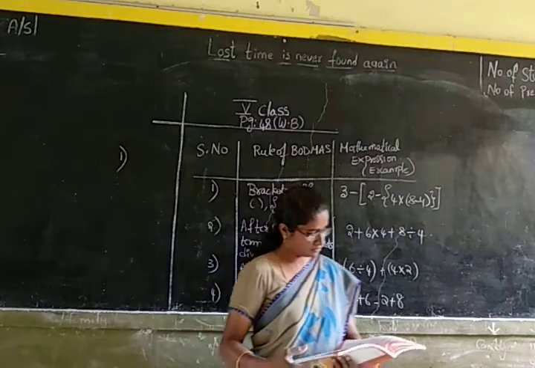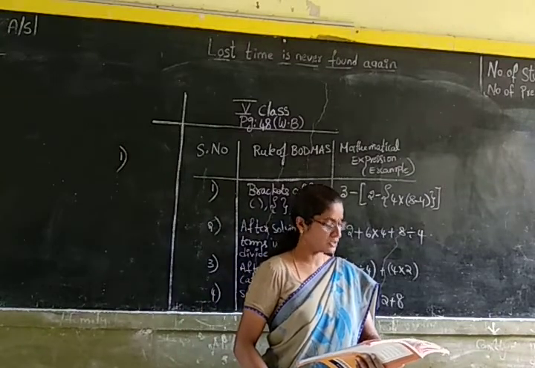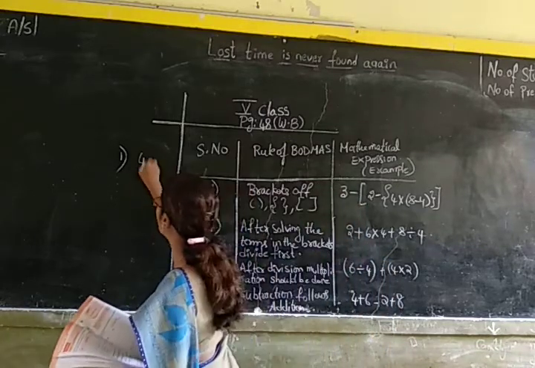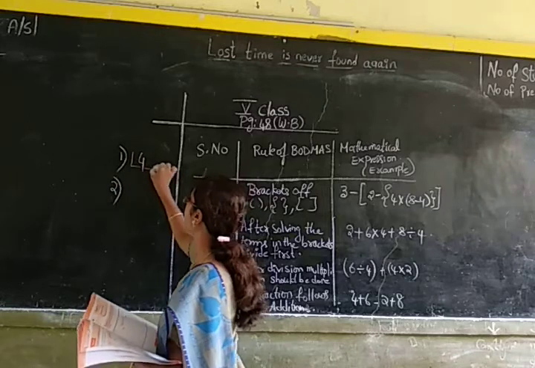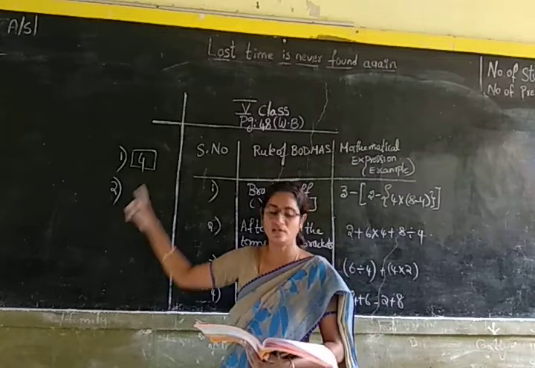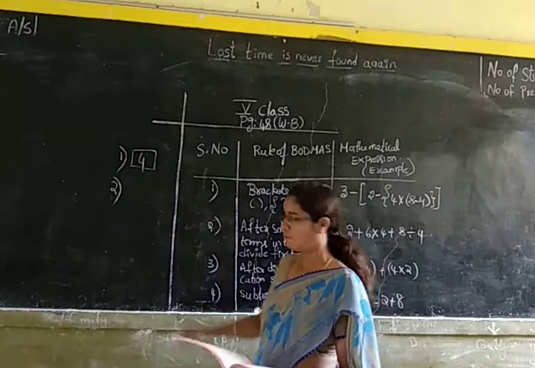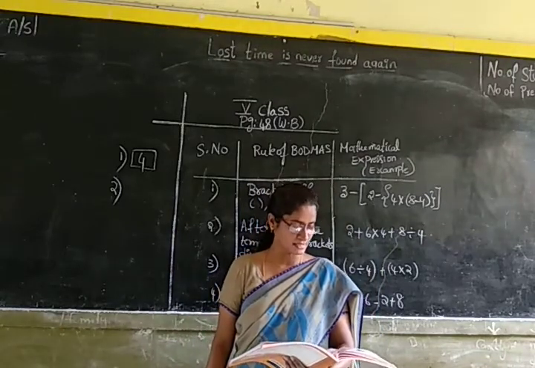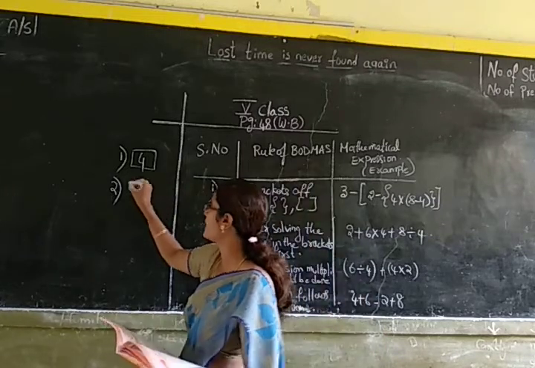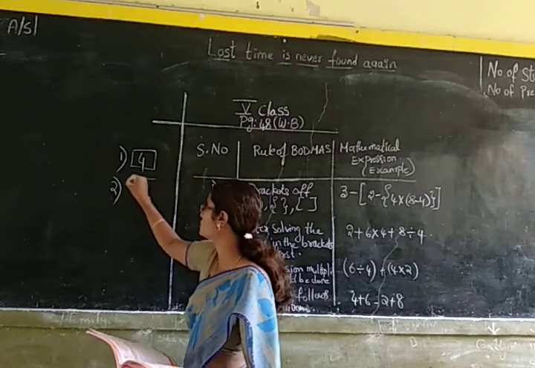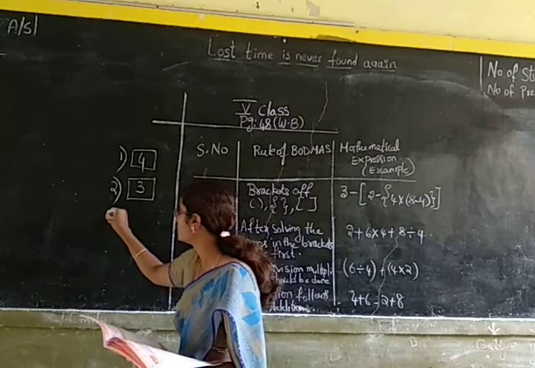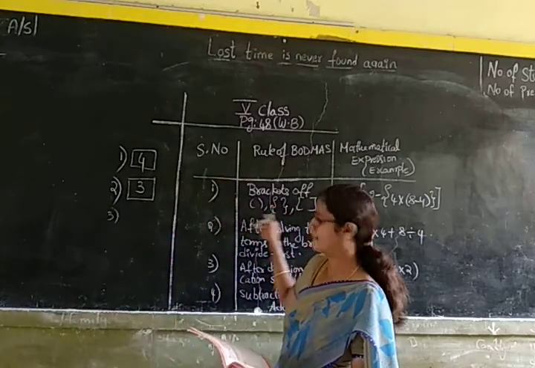The total number of rules of BODMAS is. So how many rules are there in BODMAS? There are 4 rules. So write down the 4 in the box of the first question, because there are 4 rules. The total number of brackets in BODMAS are. So how many brackets are there? 3 brackets. So in the second question box, all of you write down 3. Next, third question. There are 3 kinds of brackets.